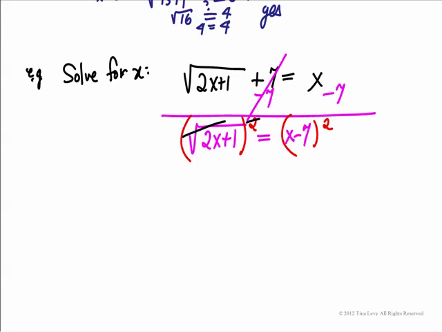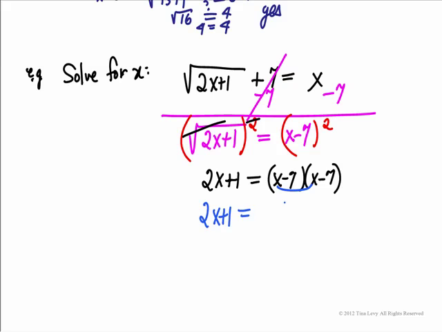Square root and square releases what's under the radical, and we get 2x plus 1 is x minus 7 times itself. That's going to alert us that we have to FOIL that binomial. We get 2x plus 1. FOILing, we get x squared, negative 7x and negative 7x, negative 14x, negative 7 times negative 7 plus 49.